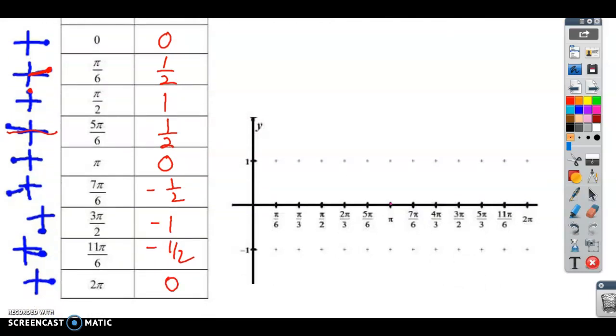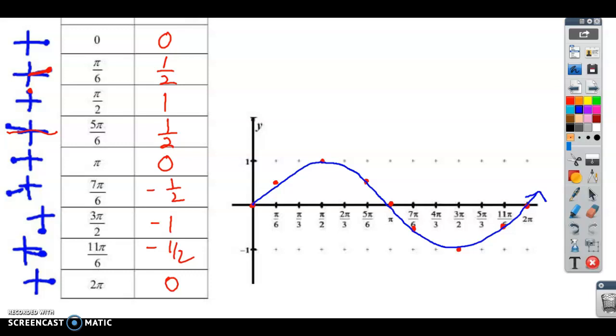So let's go ahead and plot those. All right, so we plot them just like we plot any points on a graph. And here is our nice curve. Oh, let me try that again. For the sine of x.